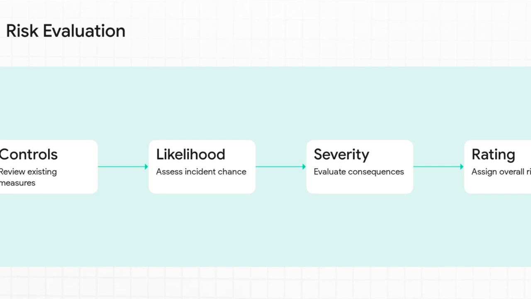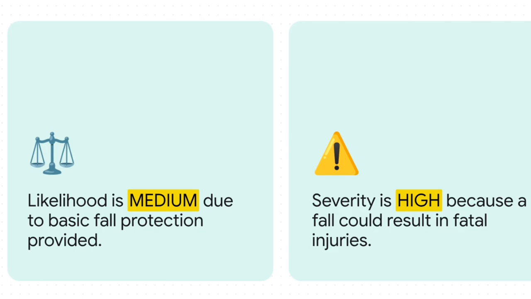Step 1, look at those existing controls. Step 2, assess the likelihood of an incident. Step 3, assess the severity of the consequences. And Step 4, assign an overall risk rating. We are basically using the existing controls to carefully weigh the likelihood of an accident against just how bad that accident would be. Let's take the working at height hazard as a real-world example. Here, the likelihood of a fall is considered medium, mostly because basic fall protection and ladders are actually already provided.